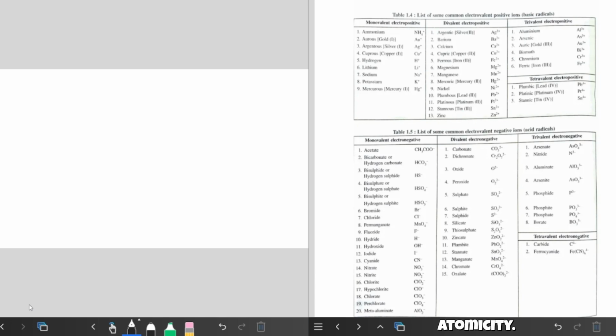To understand that, we have to understand a term called relative atomic and molecular mass. I'll teach you in a very simple manner what is necessary for us. We'll be doing that, right?